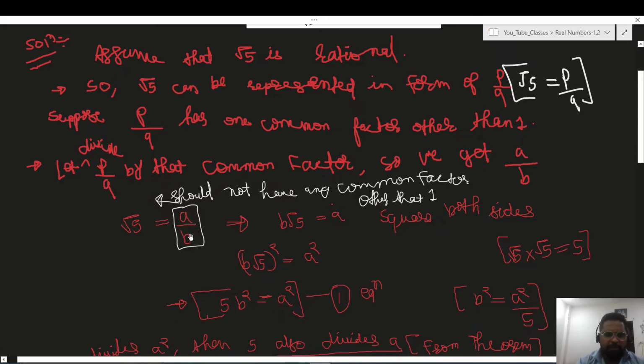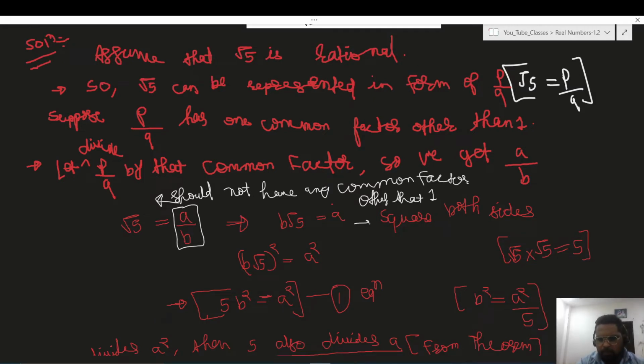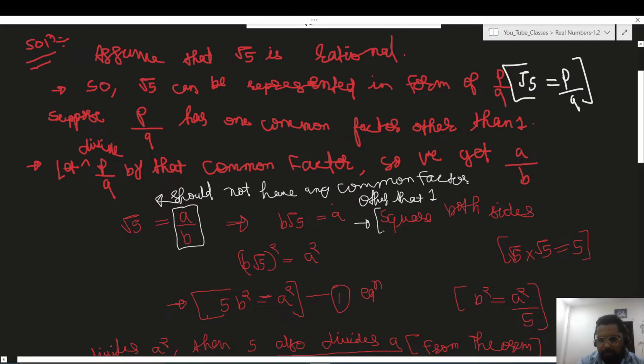Now I will take this b from the right hand side to the left hand side, where it gets multiplied with root 5. So I can write b root 5 is equal to a. Then we need to square both sides, b root 5 and a. I have squared them here, as you can see.